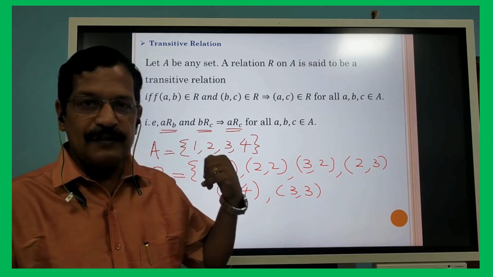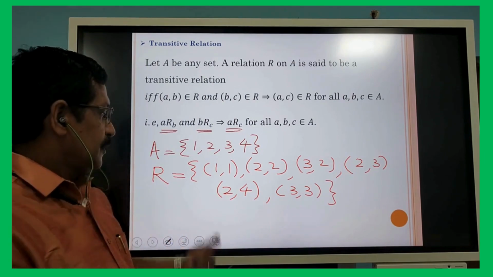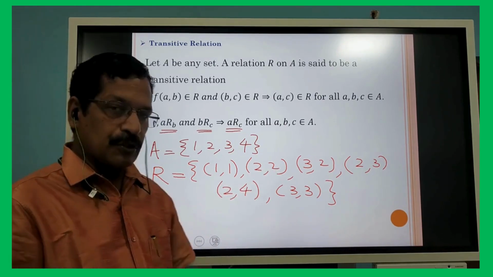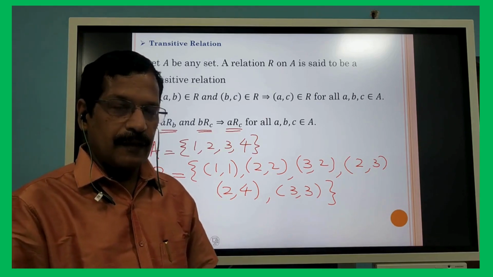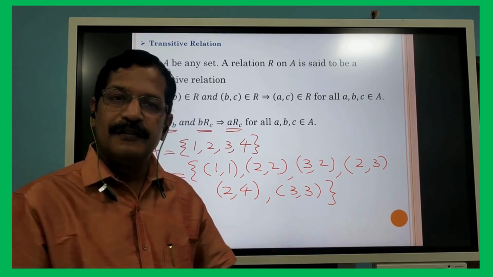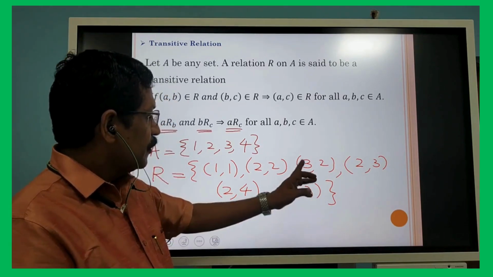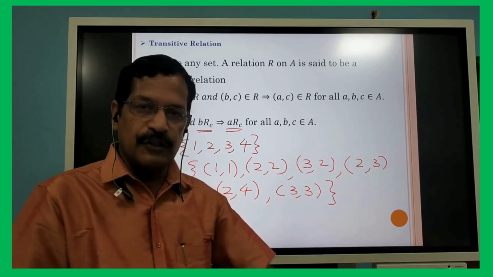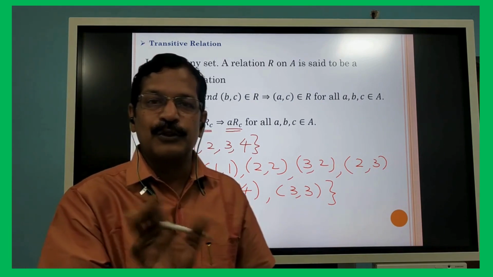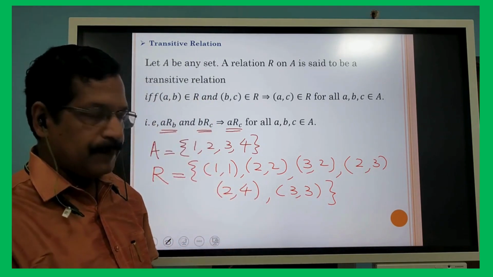So this relation is transitive. Is it reflexive? 1 is related to 1, okay. 2 is related to 2. 3 is related to 3. But 4 is not related to 4 under this relation. So it is not reflexive. Is it symmetric? 3 is related to 2, so 2 is related to 3. Okay. 2 is related to 4, but 4 is not related to 2. So it is not symmetric.